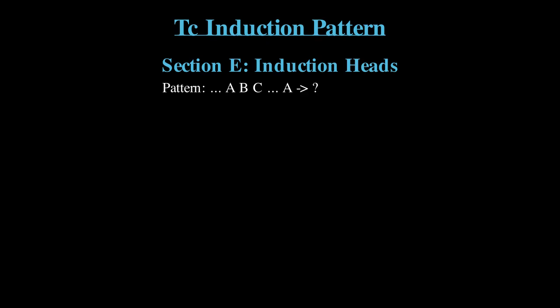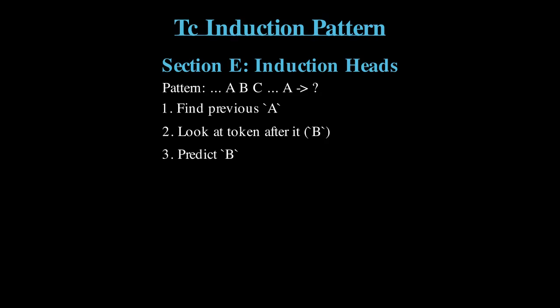It implements a specific, powerful algorithm. First, find a previous occurrence of the current token. Second, look at the very next token that came after it. And third, predict that token. This is a form of in-context copying. It's a foundational building block for in-context learning, allowing the model to complete patterns it has only seen within the current prompt.